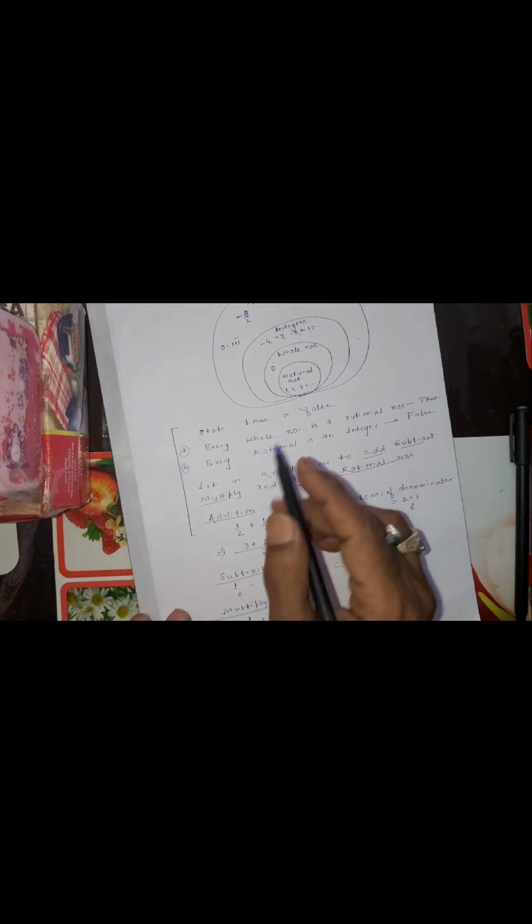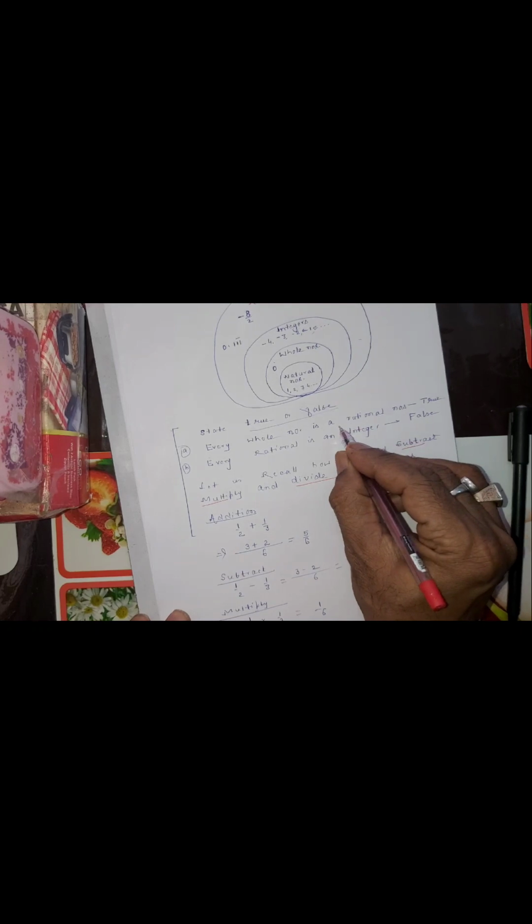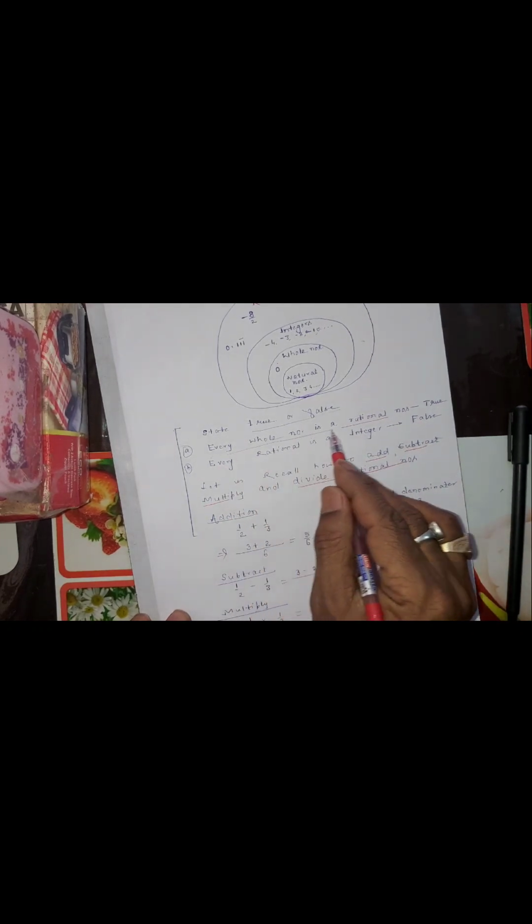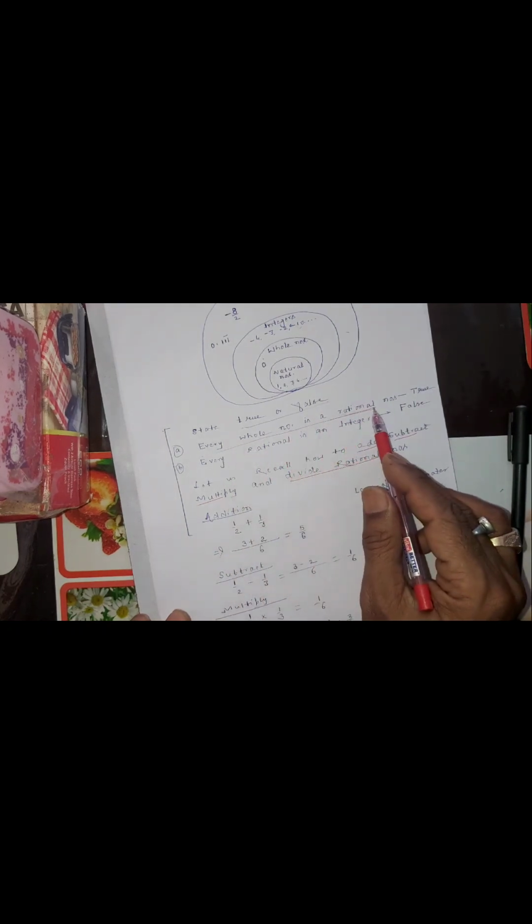So now the next one is: state whether true or false. First of all, you know every whole number is a rational number, whether it is correct or not. Every whole number is a rational number. You have seen every whole number is under the rational numbers. Rational number is the biggest set here. So every whole number is a rational number.